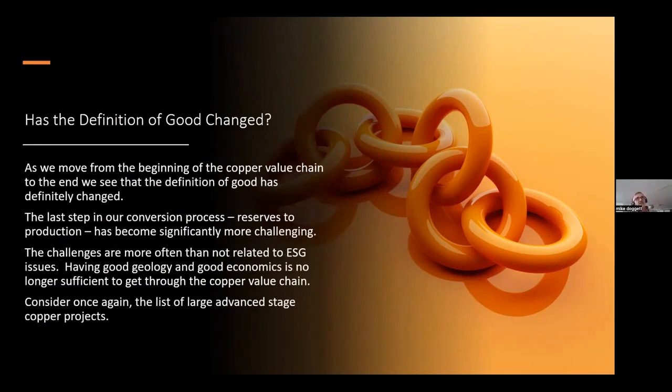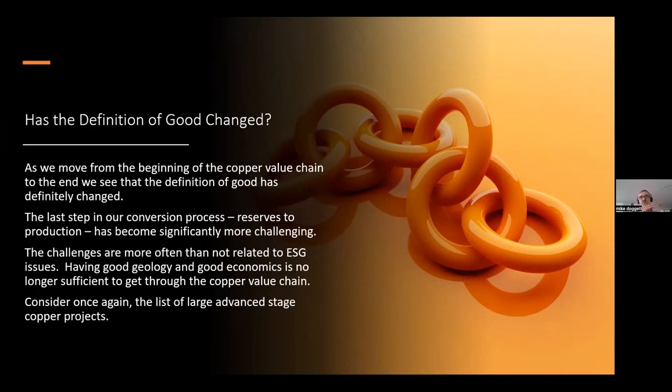In terms of the dynamic aspect of good, or quality, if you will, as we move from the beginning of the copper value chain to the end, we here now see that the definition of good has really changed, or the definition of quality. The last step in our conversion process, which was the reserves to production, has become significantly more challenging.